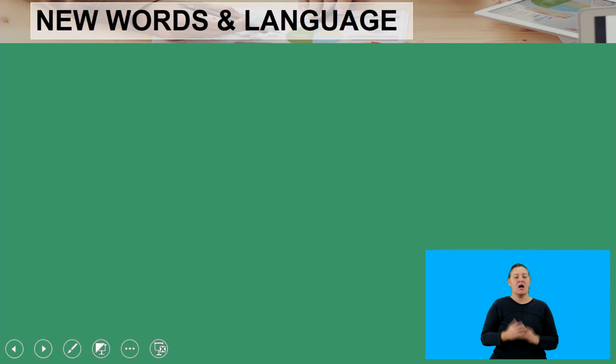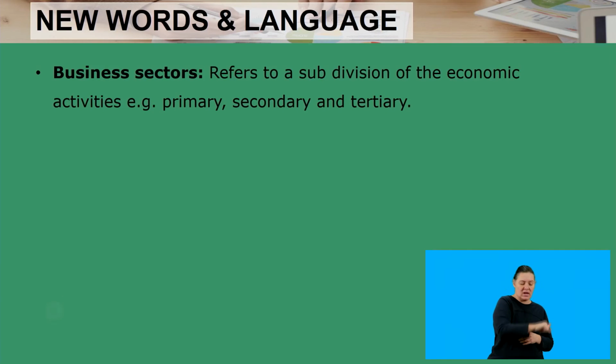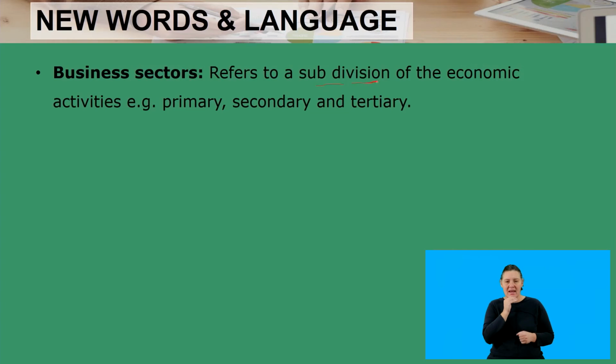Now, we will also look into new terminologies and new language that you will be exposed to for grade 12 purposes. The first term is business sectors. This refers to a subdivision of the economic activities. So we have primary, secondary, and tertiary. You should understand what we mean by the term business sector: the subdivision of economic activities that happen in the primary, secondary, and tertiary. We're going to outline more on that.